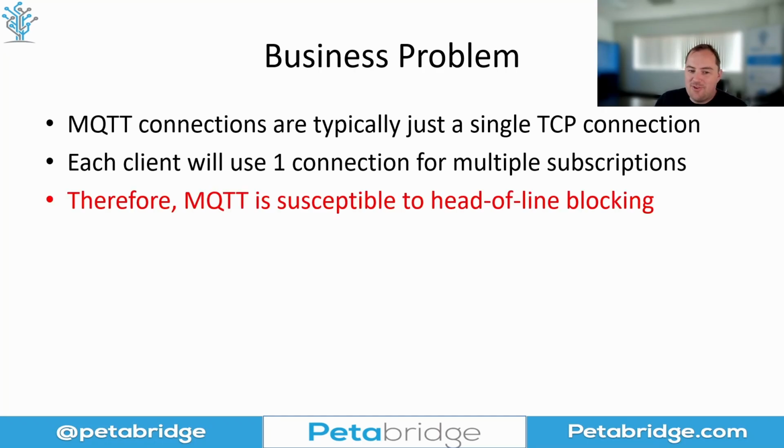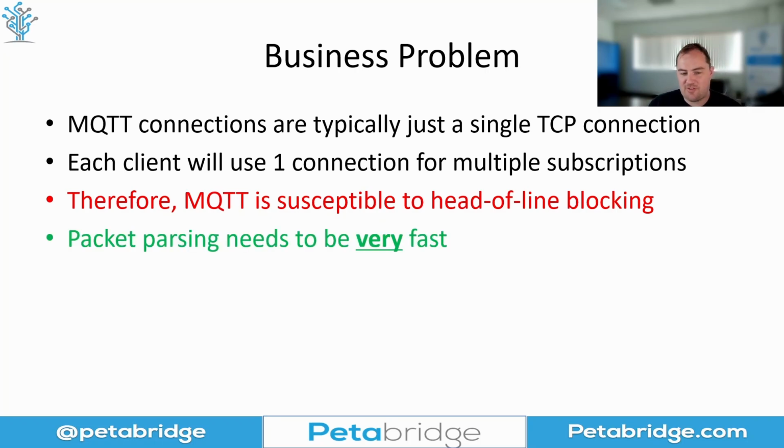This means that MQTT is susceptible to a flow control problem that we just made a video about called head-of-line blocking. This essentially means that packets that are going through the pipeline can block other packets behind it. Therefore, the amount of time it takes for each one of these MQTT packets to get processed is going to be dependent on all the different things sitting in front of it inside the TCP stream. So in order to make this system as responsive and as fast as possible, we have to guarantee that packet processing time is as short as possible.